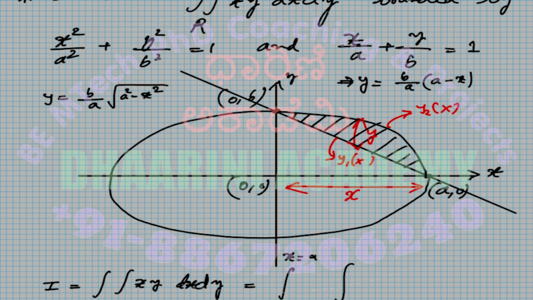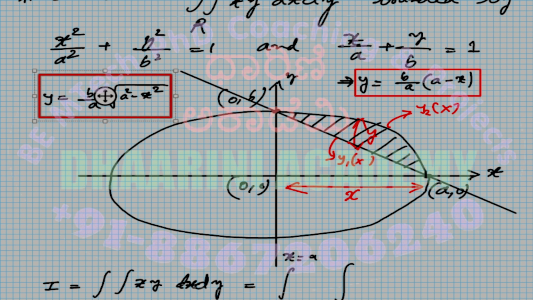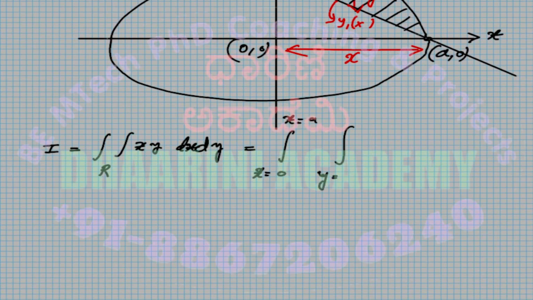All right, so we got two equations. Let me highlight them. Those are the two values I'm going to use. One is this, and one more is this. Fine. Right. So let me just substitute those values in as the limits.